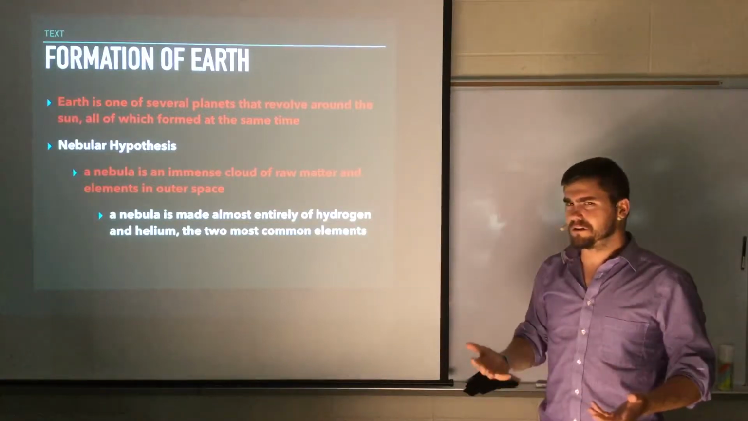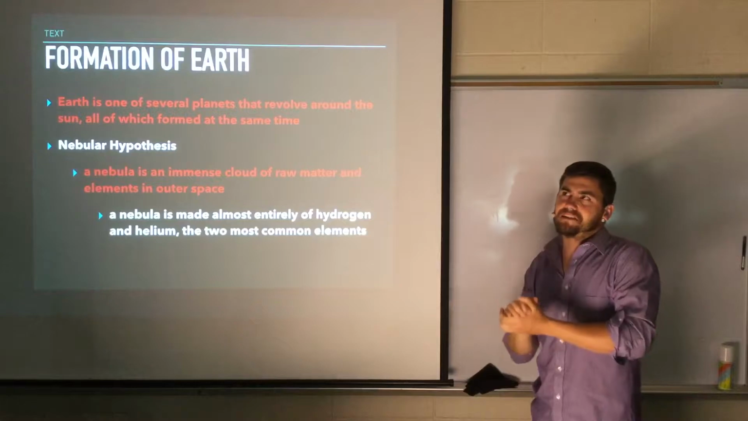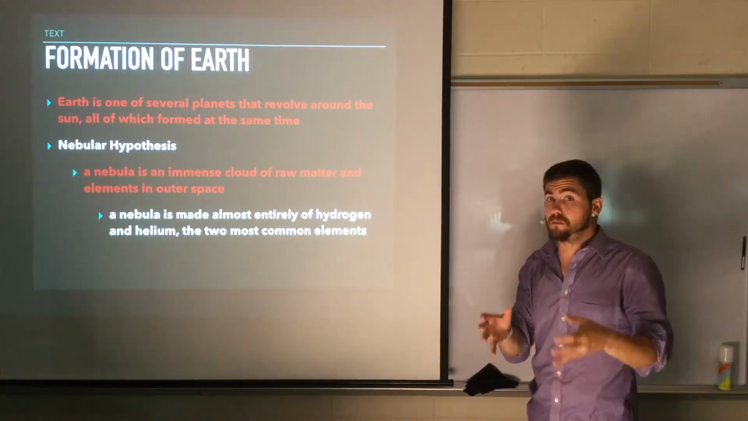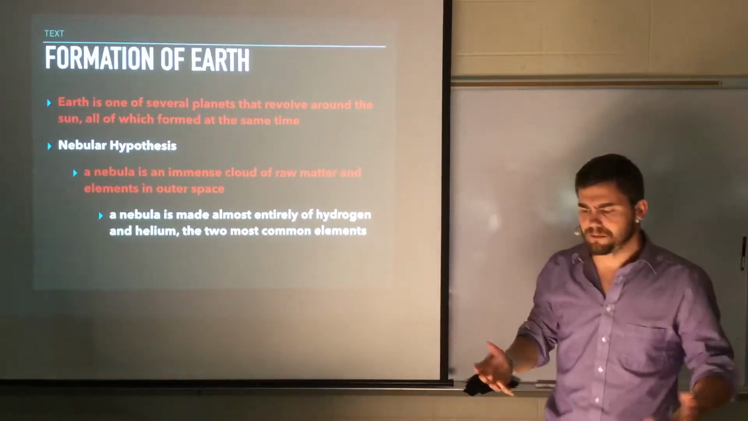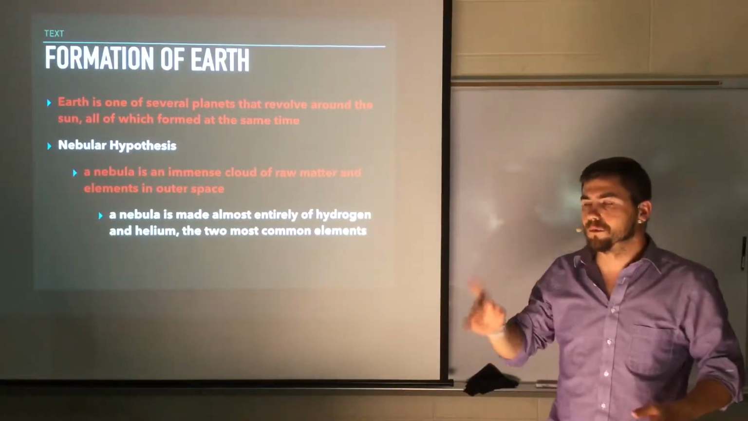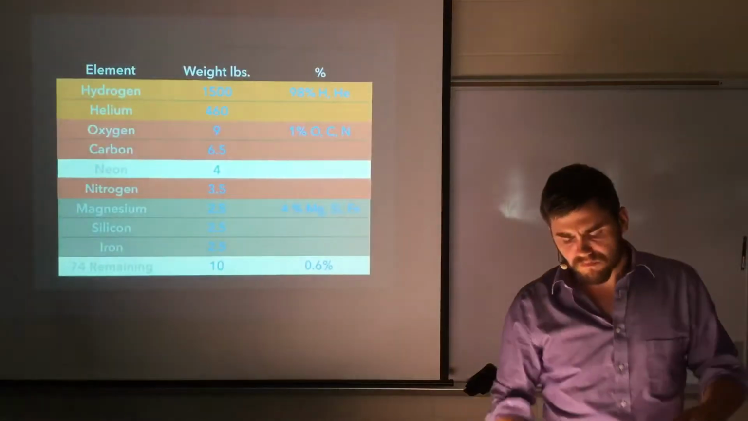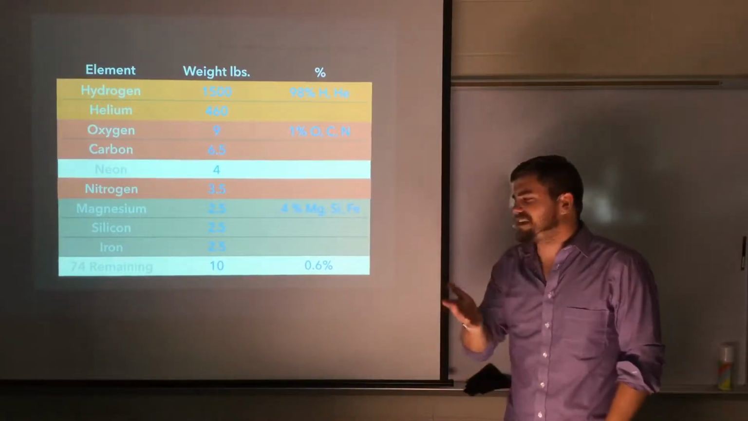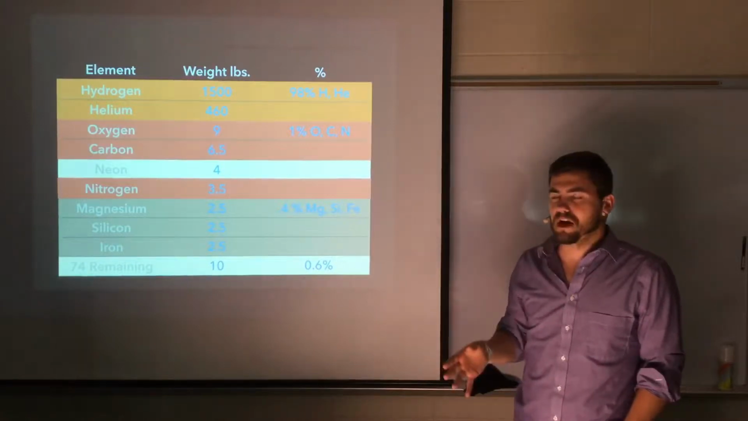So where is all of this hydrogen and helium? Well, for the most part, it's in the sun. The sun contains 99.85% of all the matter in our solar system. So that's a huge number. You take all the giant planets, even Jupiter, they still only make up 0.15% of everything else besides the sun.